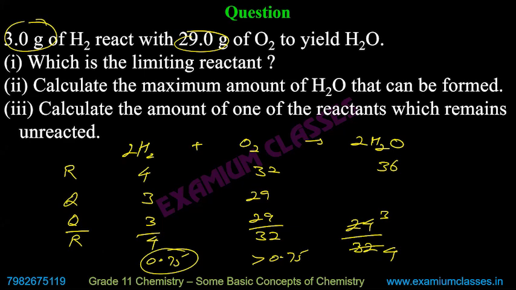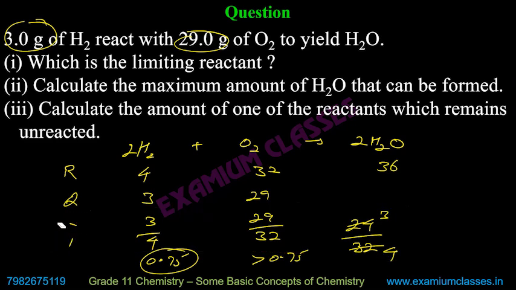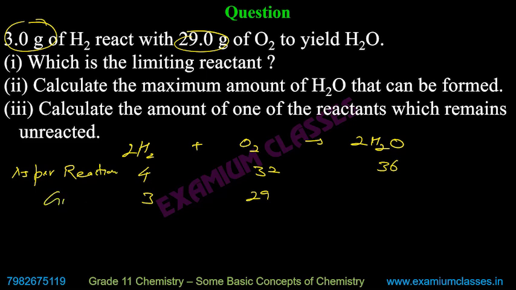However, remember, you will not be writing this part. Your teacher will not understand what is this Q by R ratio. So you will write like this, that this is the given and this is as per reaction. And when I say as per reaction, as per balanced reaction. And this one you will write given. Then you will write a statement.